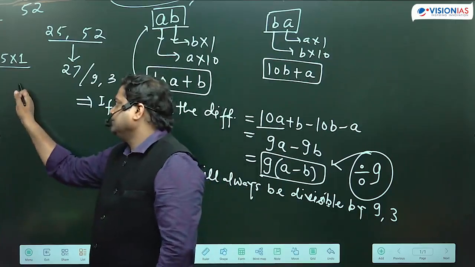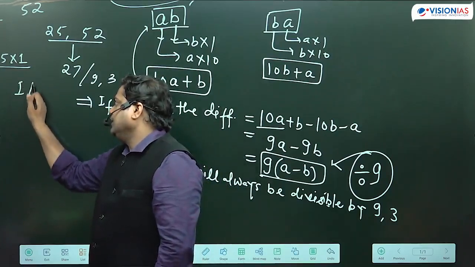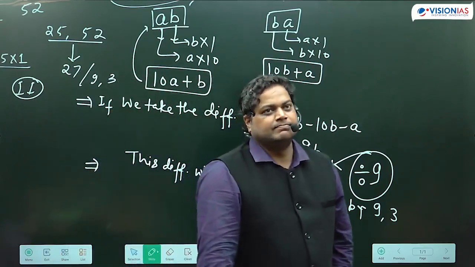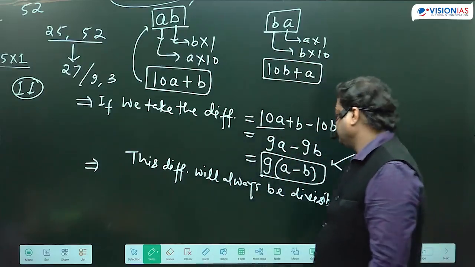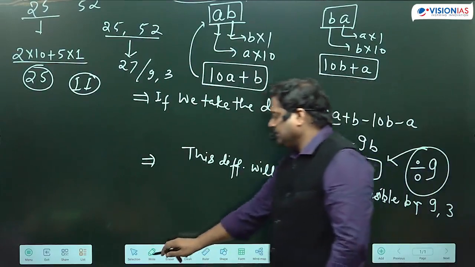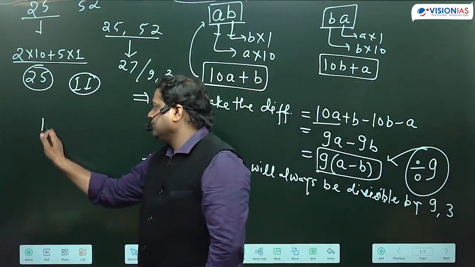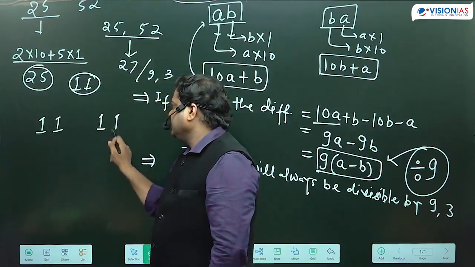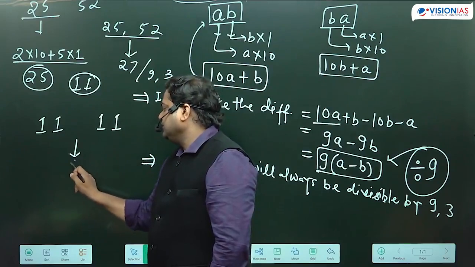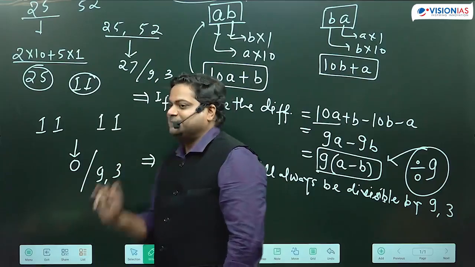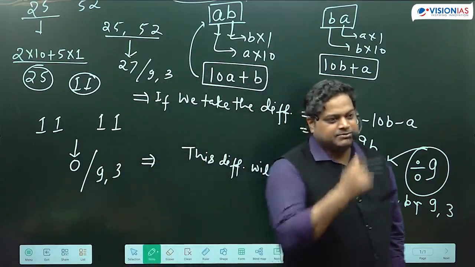But if I take 11, then if I take a two-digit number which is 11, if I reverse the digits, it will again be 11. The difference will be 0. 0 is divisible by 9 and 3. 0 भी है divisible 9 और 3 से.